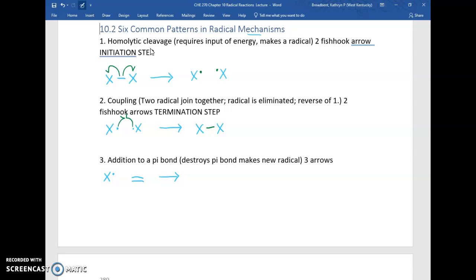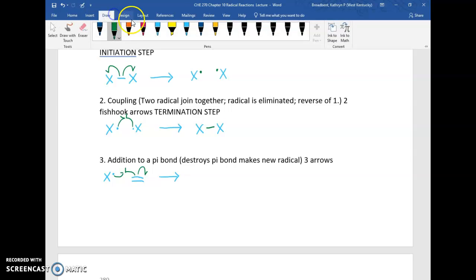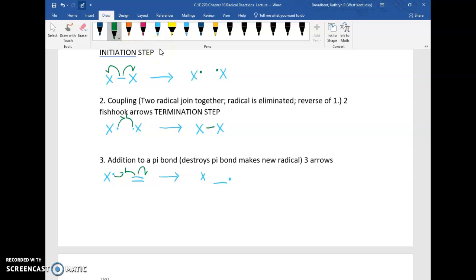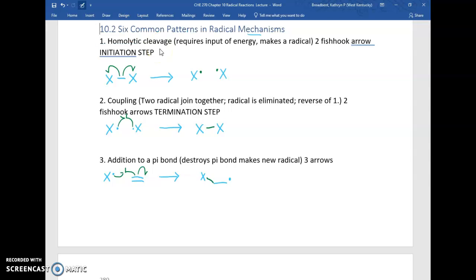We can have an addition to a pi bond. So this is a pi bond. We're going to break it. The pi electrons here, one of them is going to come here, and one of them is going to combine with that one. And the other electron is going to go and live on that carbon on the end. And what we'll get is this. We'll get X with a single electron, and the electrons, I'm trying to keep my colors straight here, the electrons that connect the X to this carbon will be the ones that were involved in these green arrows.